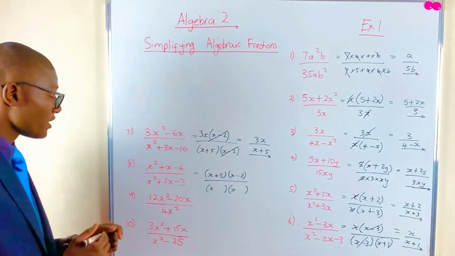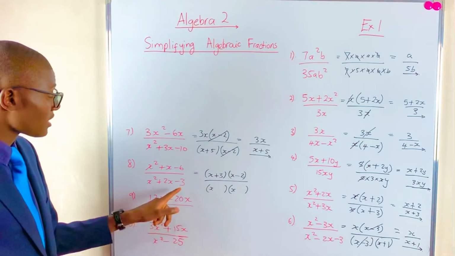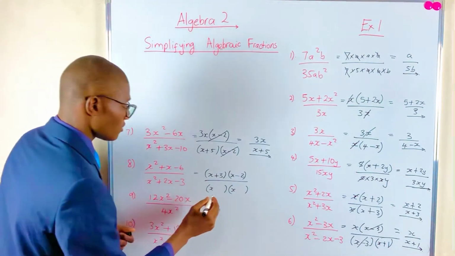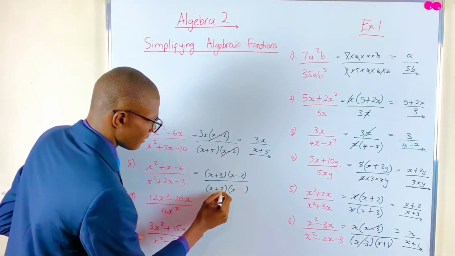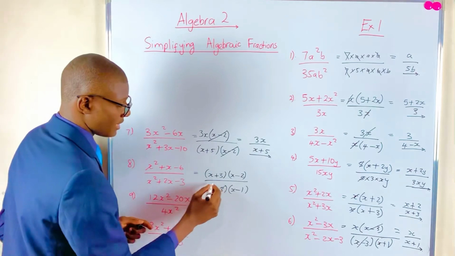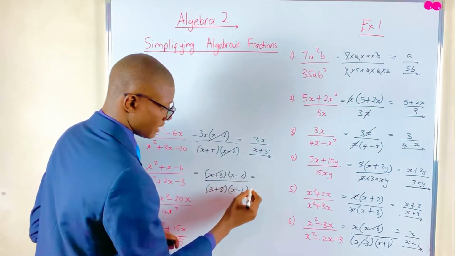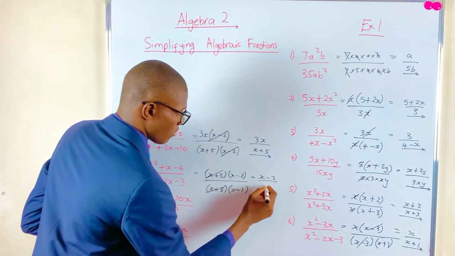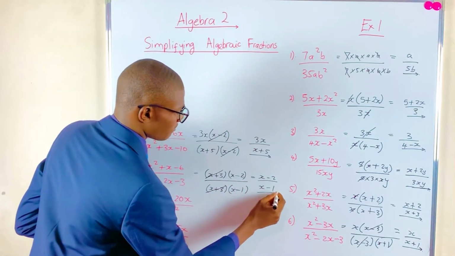So these two factors, multiplying them, giving us minus 3, then adding them, giving us plus 2. This is going to be plus 3, then minus 1. So we see x plus 3 is common in both the numerator and the denominator. So we can further simplify this to get x minus 2 over x minus 1 is the final result.